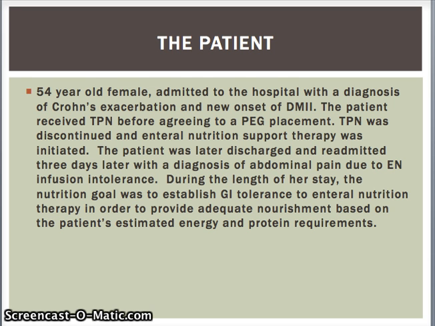Here I will provide a synopsis of the patient's clinical course during her inpatient stay. The patient was a 54-year-old female admitted to the hospital with the diagnosis of Crohn's exacerbation and new onset of diabetes mellitus 2. The patient received total parenteral nutrition before agreeing to a PEG placement. TPN was discontinued and enteral nutrition support therapy was initiated.